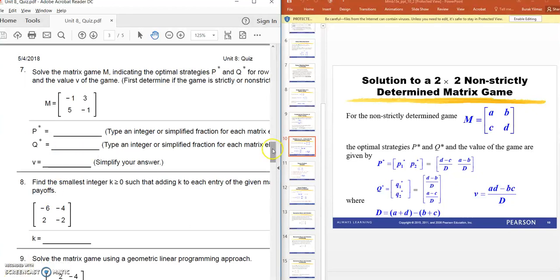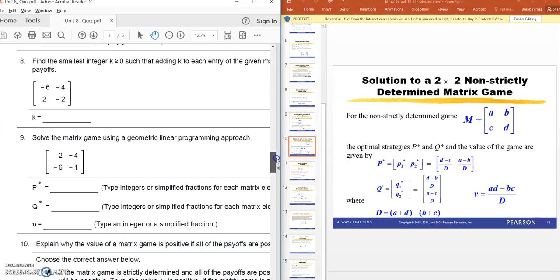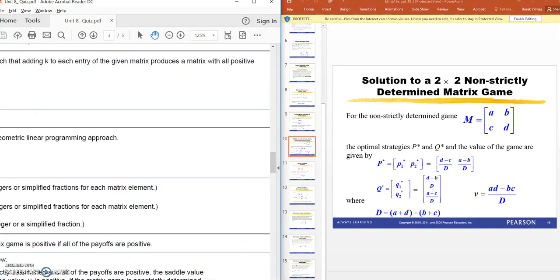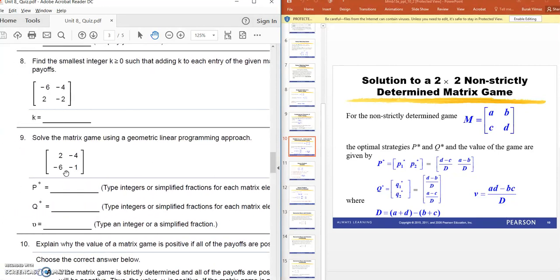So that's number 7. Number 8 is probably the easiest problem you can get. Find the smallest integer k such that adding k to each entry of the given matrix produces a matrix with all positive payoffs. So what should you add? The same number added to every single entry. That's going to turn all entries to positive.